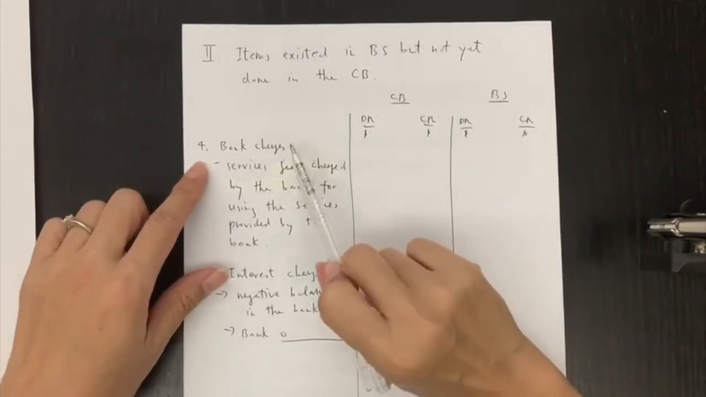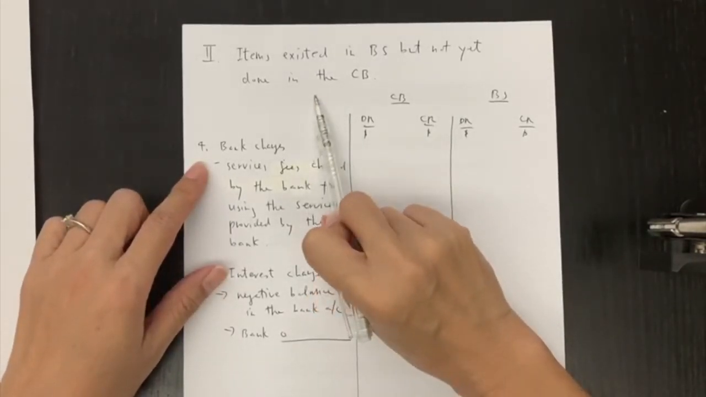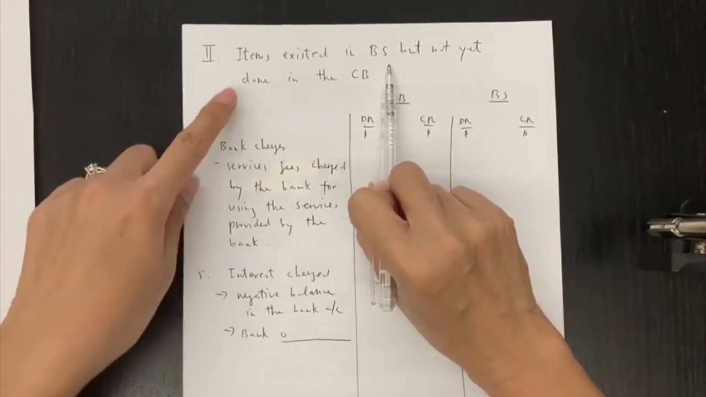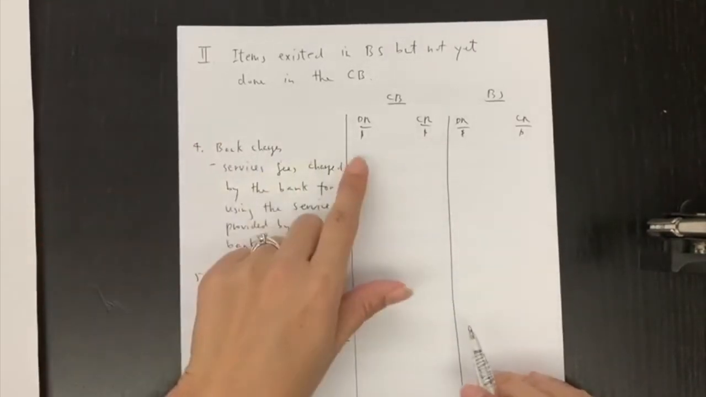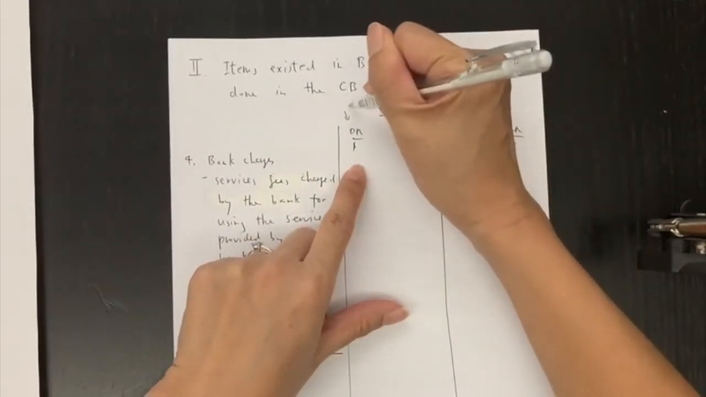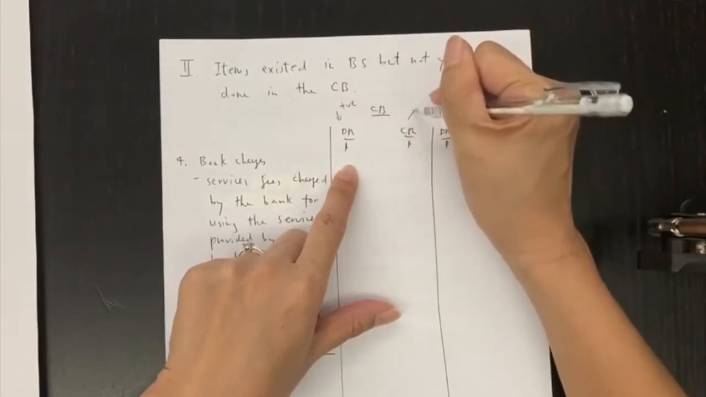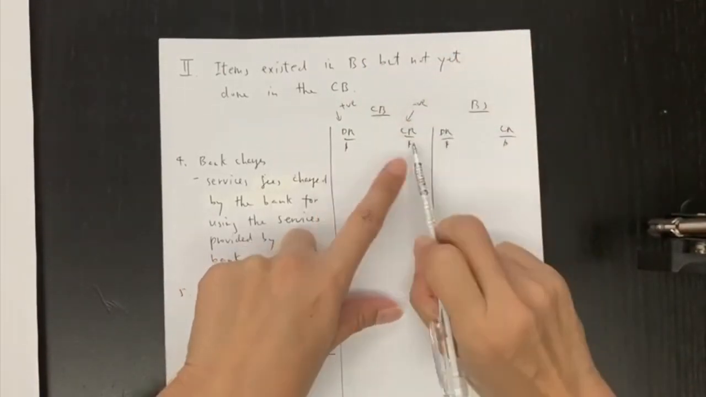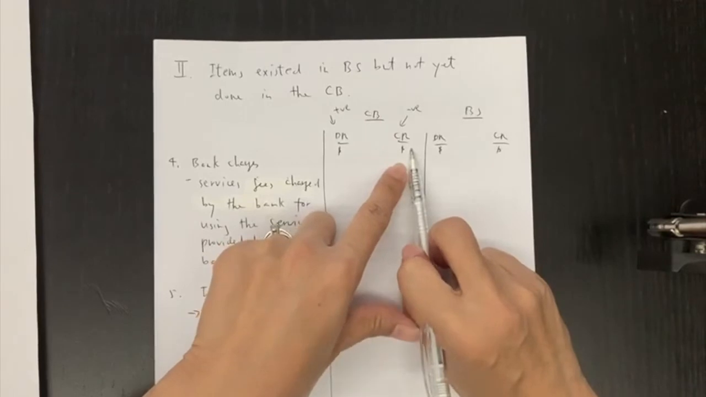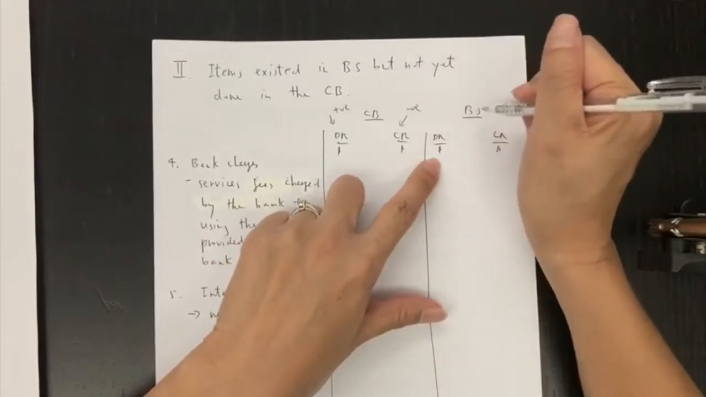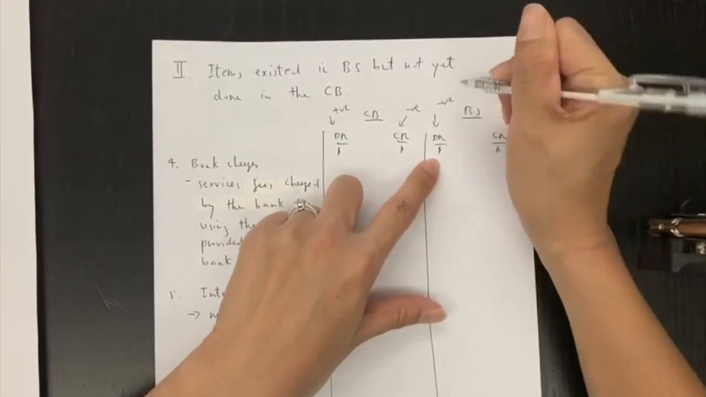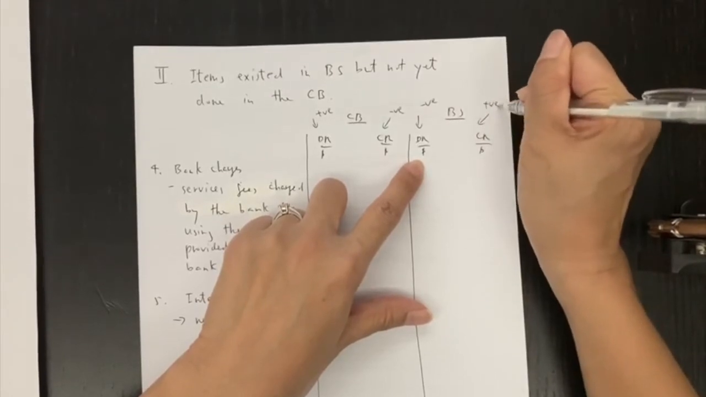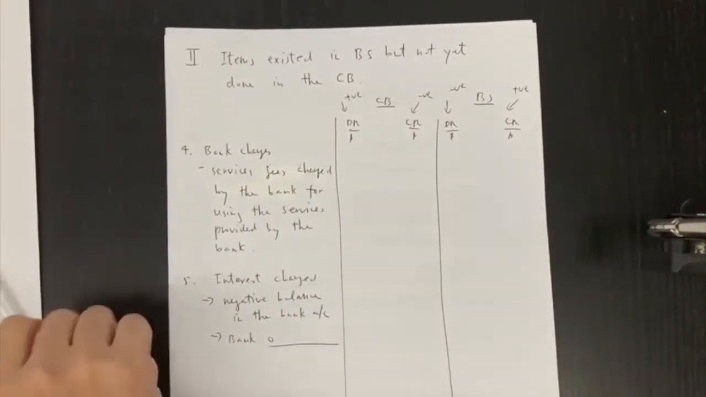Okay, so number 4, also in this category, is done in the bank statement but not yet done in the cash book. Okay, revision again. Debit side in the cash book means positive. This is negative. Negative means we have more money in the bank, and this is just opposite in the bank statement. This is negative to us and this is positive to us. Okay, same as before.